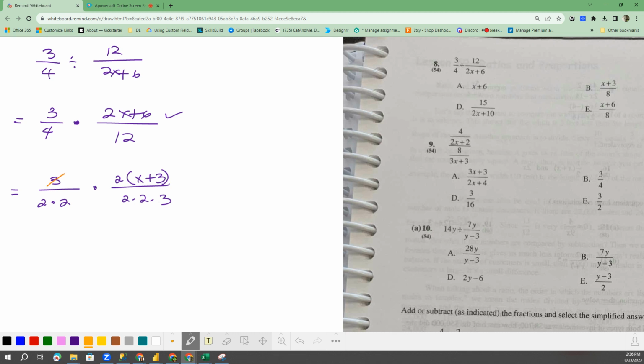This 3 gets canceled with that 3. That 2 gets canceled with this 2, okay? And there's nothing else. So now we write everything that's left in the numerator, which is x plus 3. No other number, so you can get rid of the parentheses. In the denominator, you have 2, this, that, and that, times 2 times 2. So now you have your final answer: x plus 3 over 8.